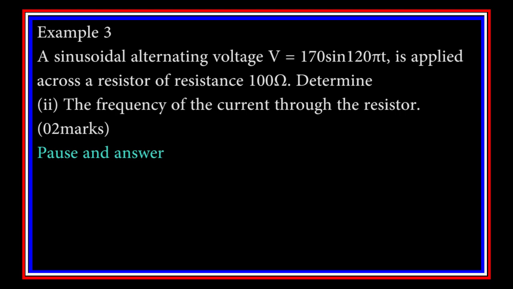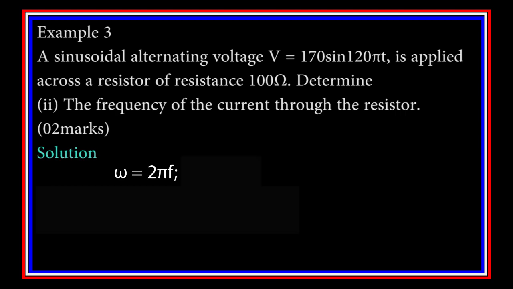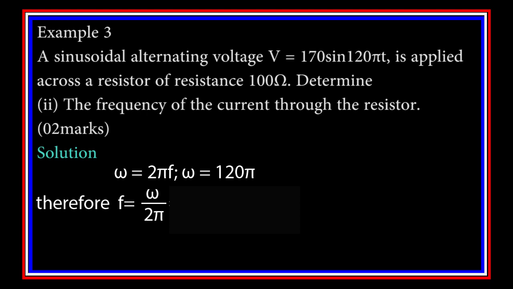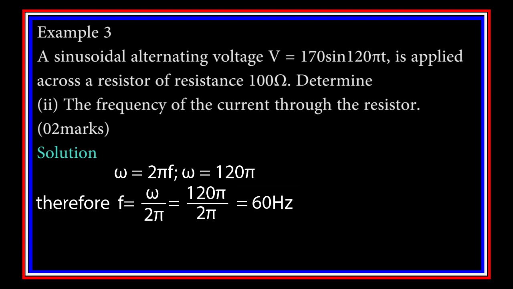2. The frequency of the current through the resistor. Omega is equal to 2 pi f. Omega is equal to 120 pi. Therefore, f is equal to omega over 2 pi, which is 120 pi over 2 pi, which is equal to 60 Hertz.